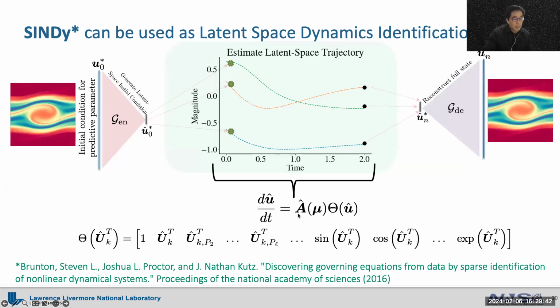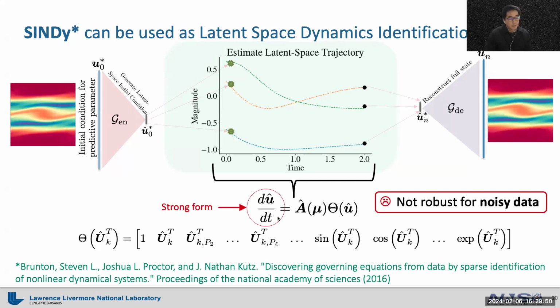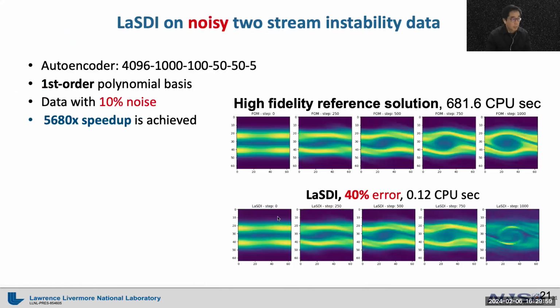If you have noisy data, then these derivative terms will be corrupted, and because of that, it turns out that this strong SINDy form is not robust for noisy data. As a matter of fact, if you apply just 10% white noise everywhere in your data and apply this latent space dynamics identification using the strong form of SINDy, although it achieves a 5,680 speedup on average, your accuracy is not that good.